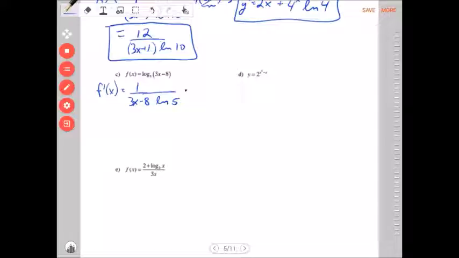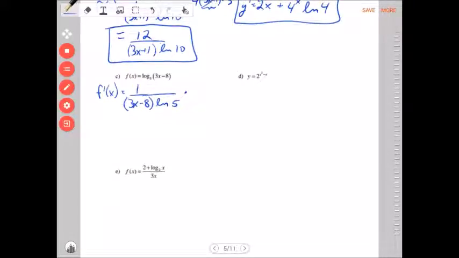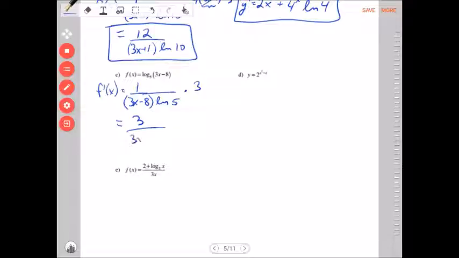Okay, and then we have to chain rule the 3x minus 8 part. So the derivative of 3x minus 8 is just 3. And so then we'll combine the tops here and get 3 over 3x minus 8 ln 5. So that's our derivative of this one.